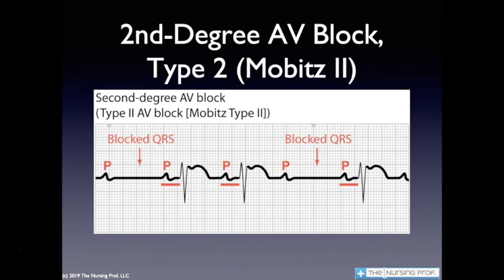So when you take a look at this type of second-degree block, let's forget the first spot where it says blocked QRS, because we can't see the previous complexes. So let's take a look at the second complex. PR interval looks the same as the third complex, right? So they look the same. And then we have another P and a blocked QRS. So we don't have a gradual lengthening of our PR interval, so it's not a Wenckebach. It is just a simple type 2 second-degree AV block.